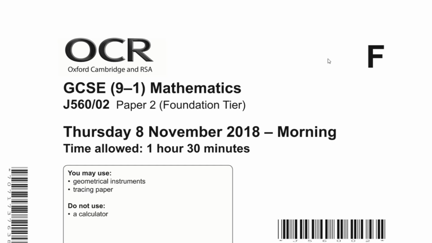This is the OCR GCSE 9-1 Maths Foundation Paper 2 from the November 2018 series, and this paper is a non-calculator paper.